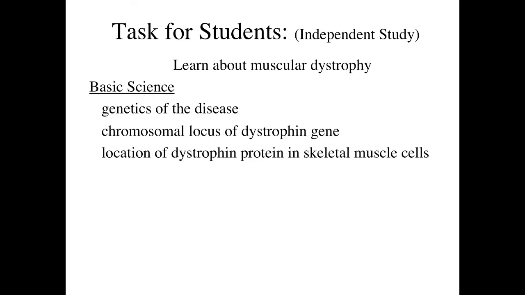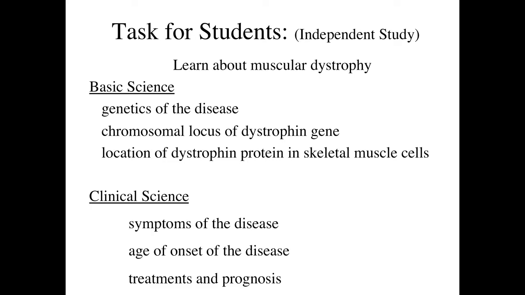Now, if you haven't already figured it out, Josh has muscular dystrophy. So you should try to learn something about the genetics of the disease, maybe the chromosomal locus for the dystrophin gene, and maybe the location of dystrophin protein in skeletal muscle cells.